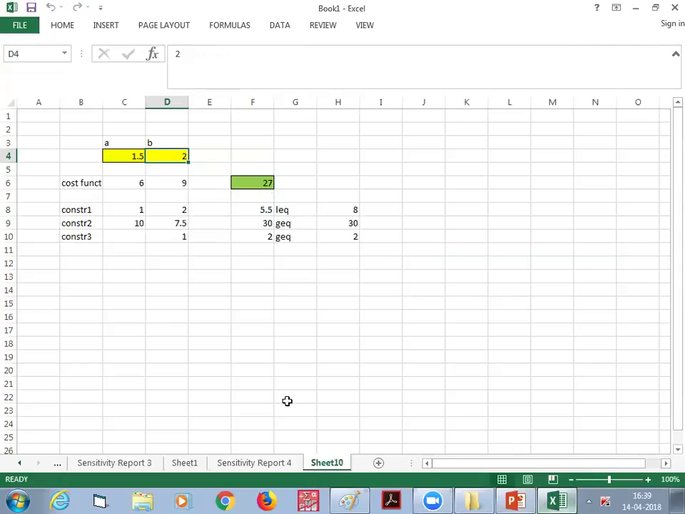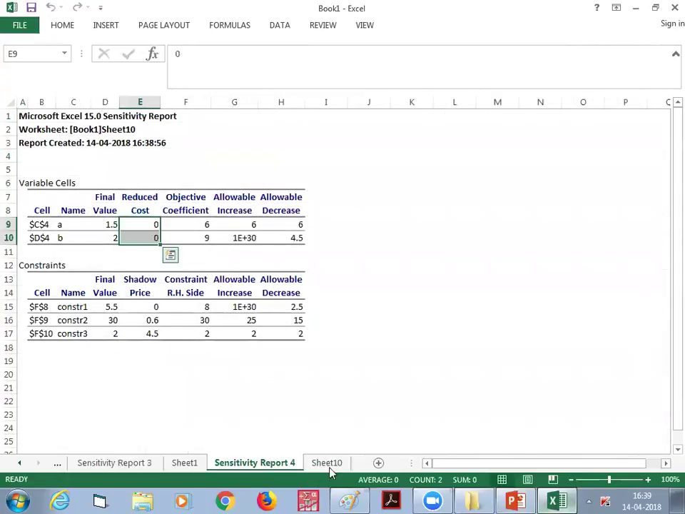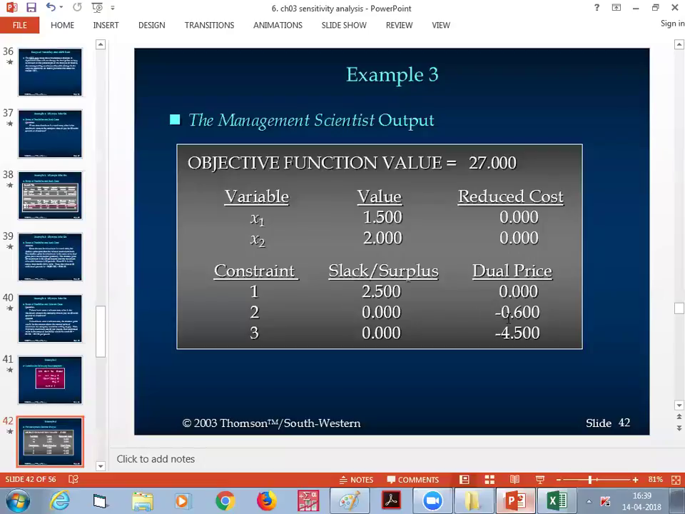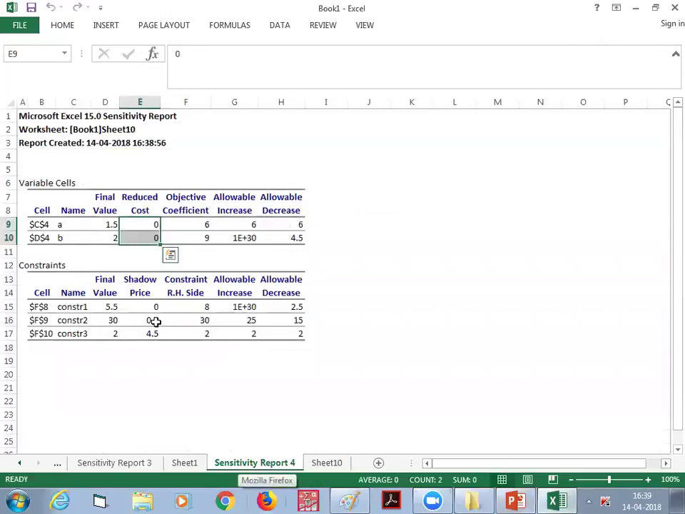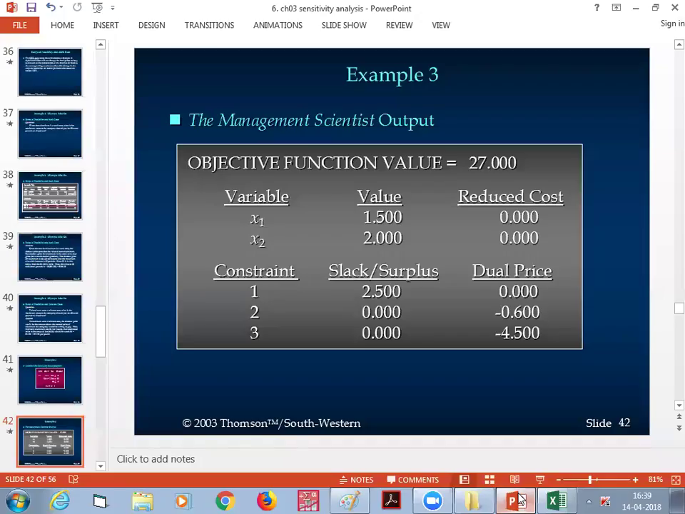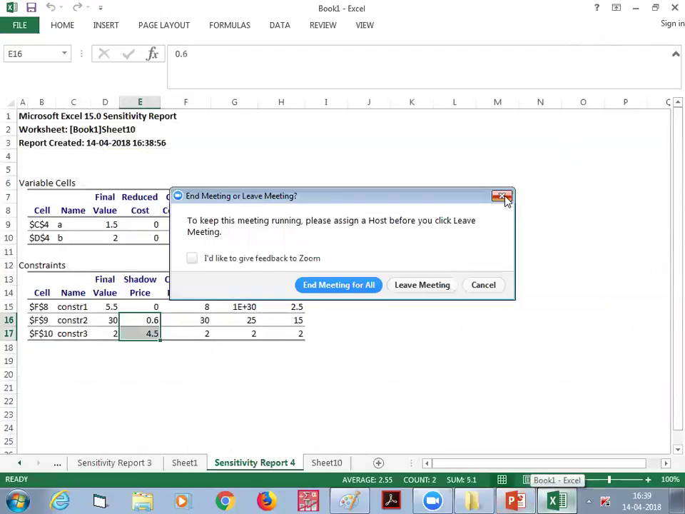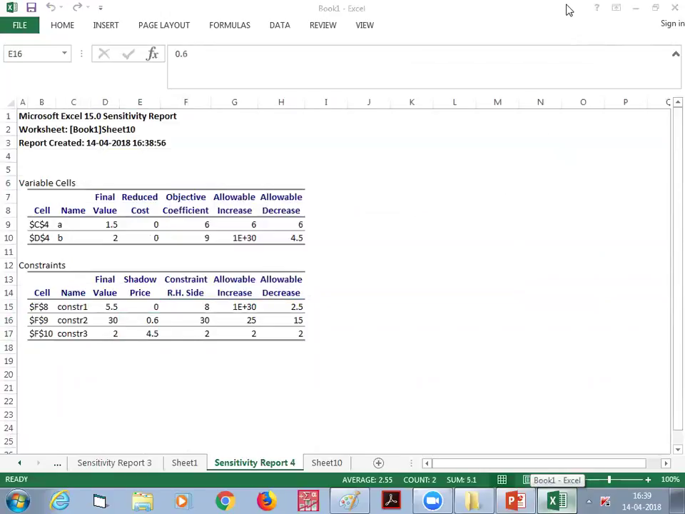Both are positive, so both have 0 reduced cost. Now, notice here, the dual prices are negative. This is a different software. Dual prices for the second and third constraints are negative, whereas shadow prices here are positive. Same value, but positive. This is where the difference between shadow price and dual price comes.